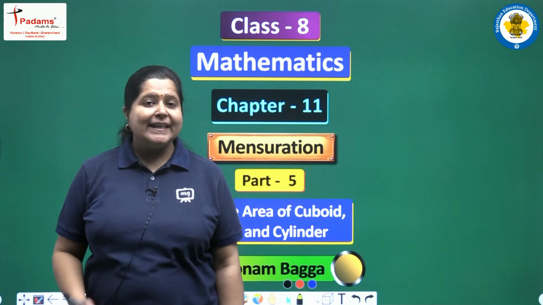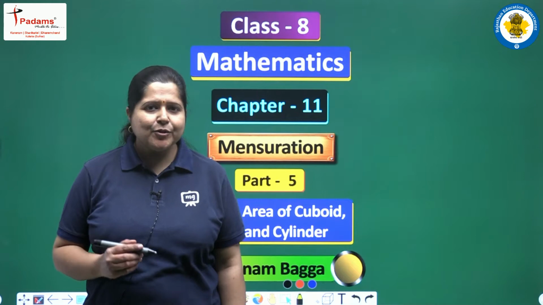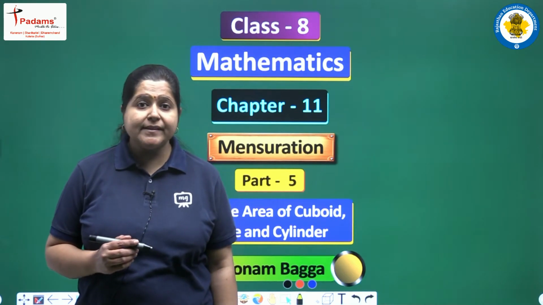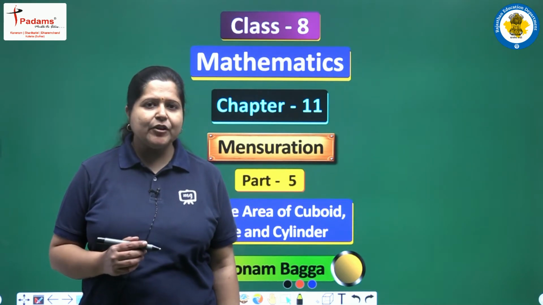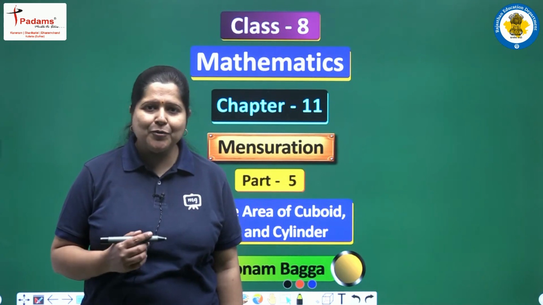Class 8th maths. Now after learning how to find the area of a quadrilateral or a polygon, today we will be discussing what is meant by the surface area of a solid, and in particular we will be discussing how to find the surface area of a cuboid, cube and cylinder.